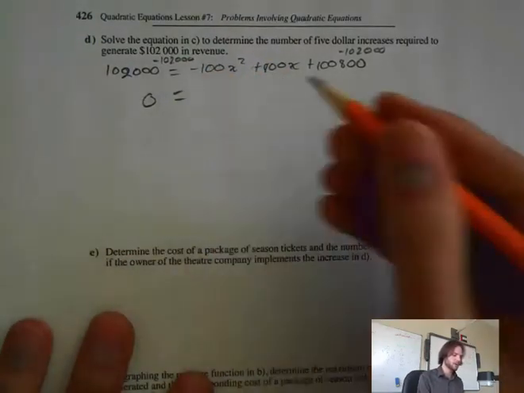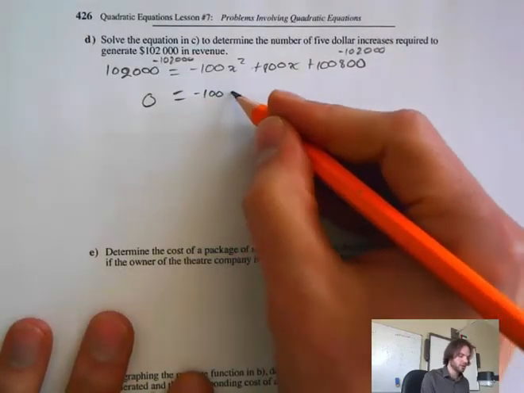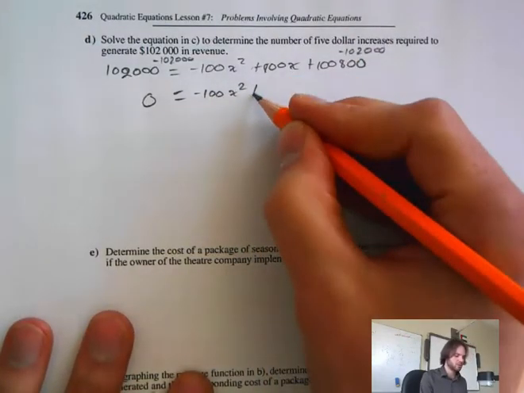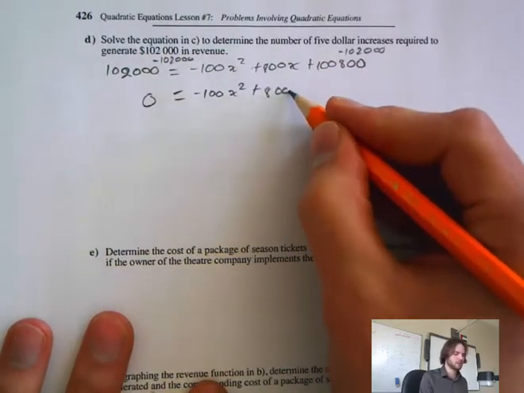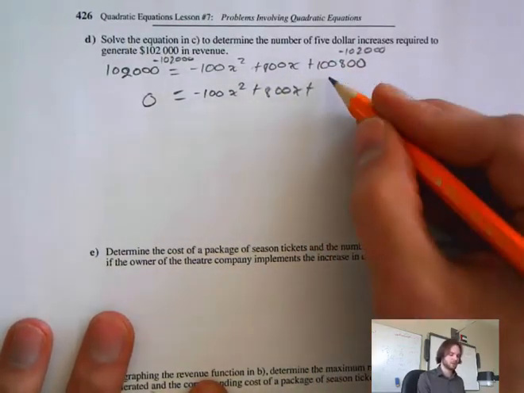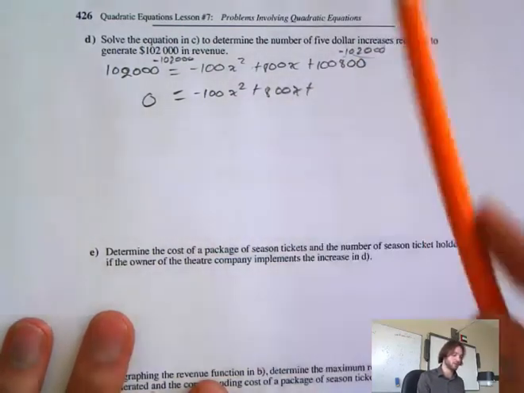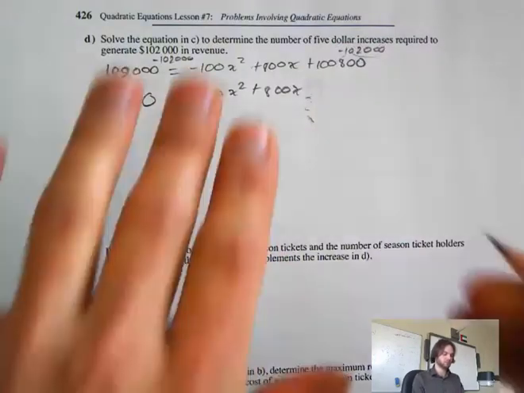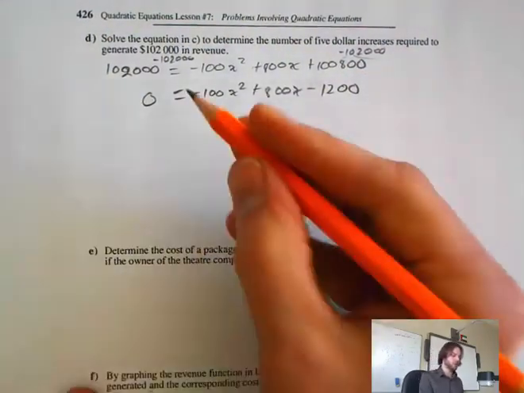So, I'm going to now solve this. I'm going to get negative 100x squared plus 800x, and this is going to be the same as 2,000 minus 800, so that's negative 1,200. Now, time to solve this here.